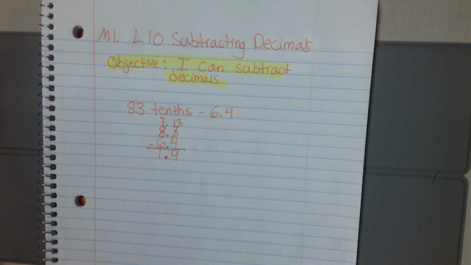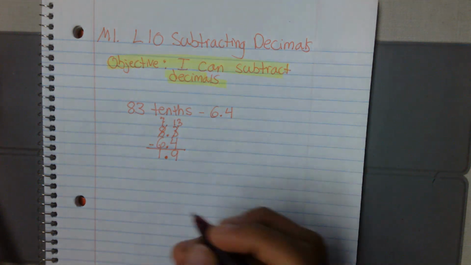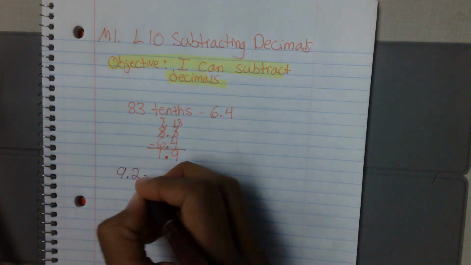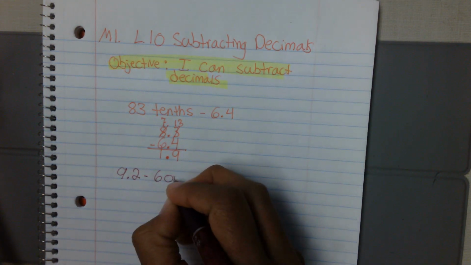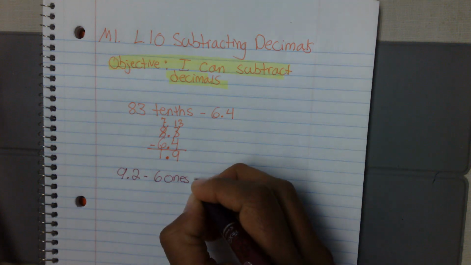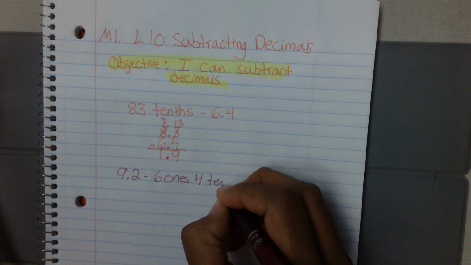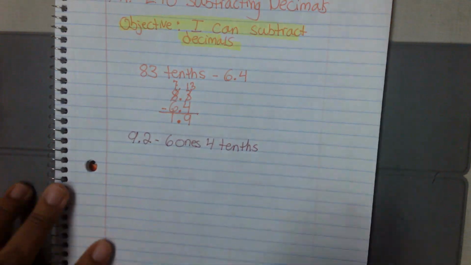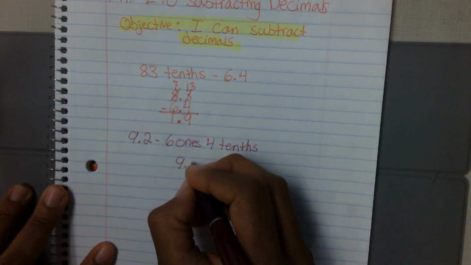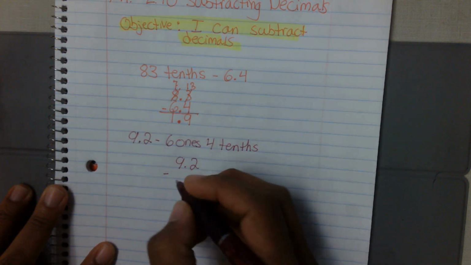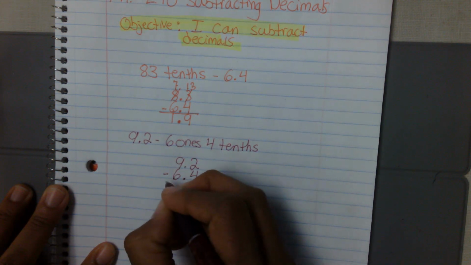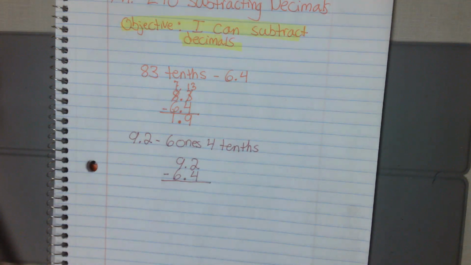What if I had 9 and 2 tenths minus 6 ones, 4 tenths? So what does that look like as a number? So first I need to put it into standard form. So I'm going to do my 9 and 2 tenths. I'll put my minus sign. Now I have 6 ones. This is the ones place. And 4 tenths. So I line my decimal place up.